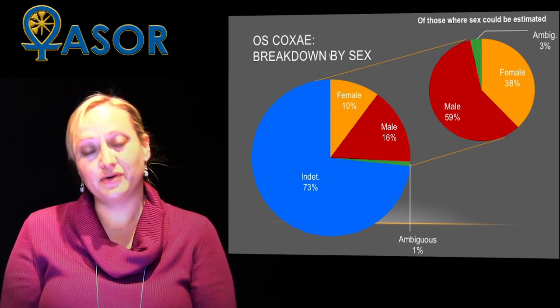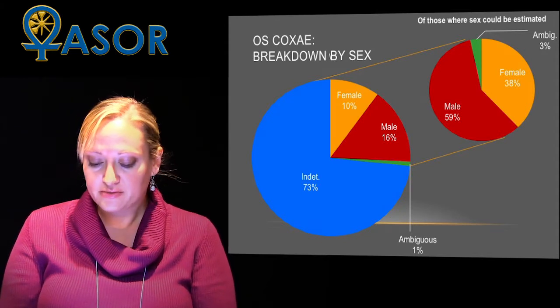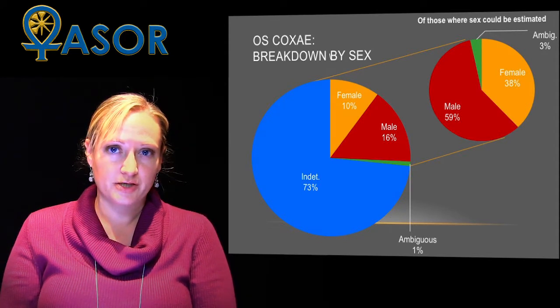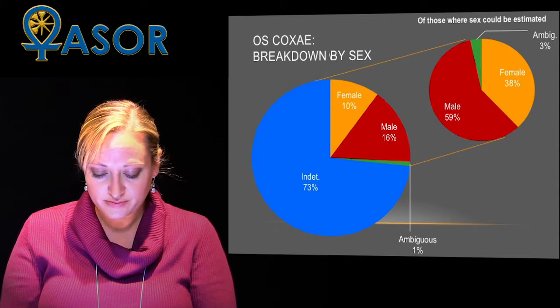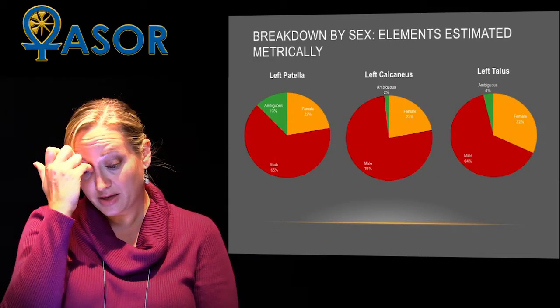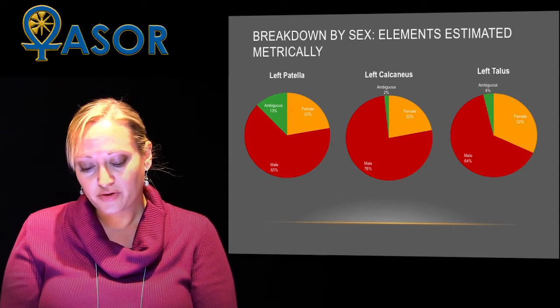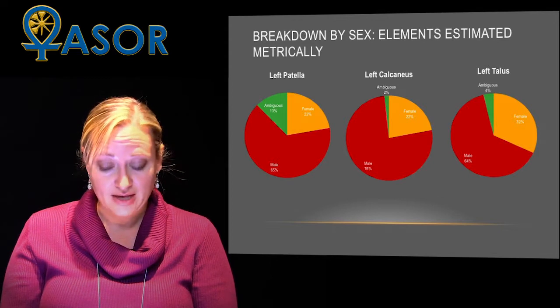This breakdown is roughly 60 to 70% male and 30 to 40% female, and this is going to become a fairly standard ratio for the rest of the postcranial elements. On the next slide, we're looking at the elements where sex is estimated metrically. For the purposes of this slide, the indeterminates have been left out.